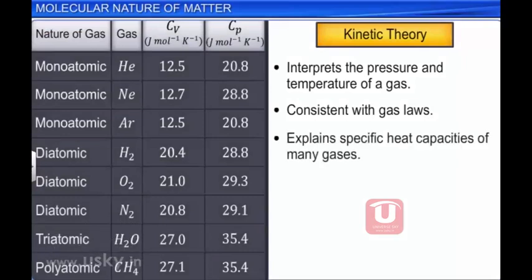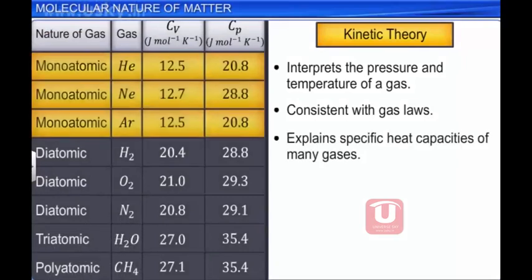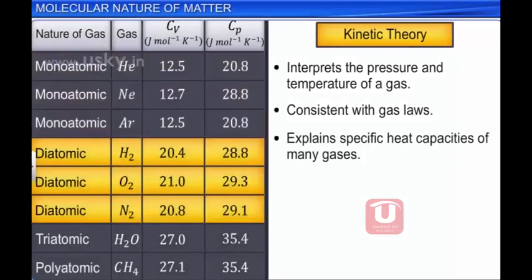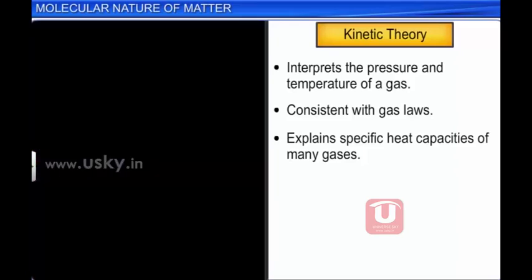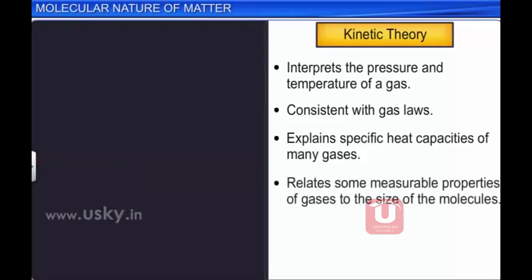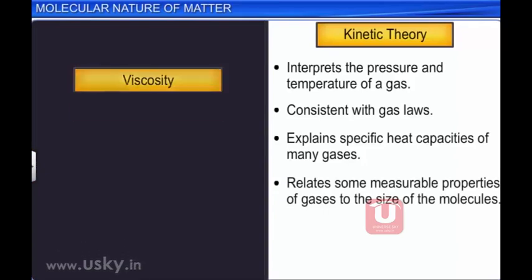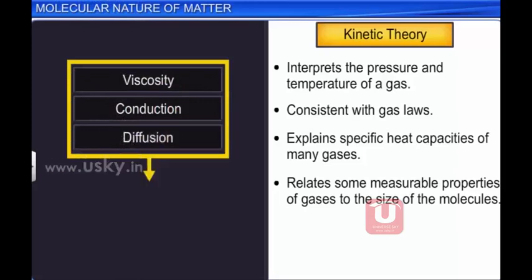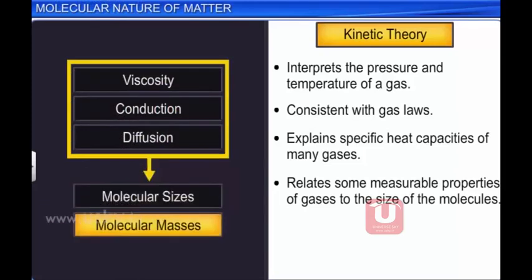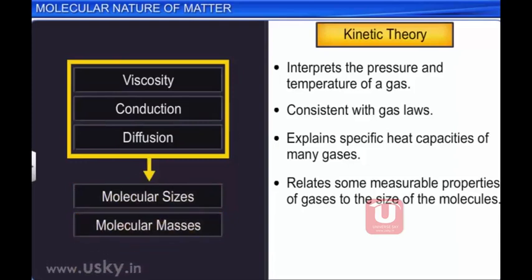Kinetic theory helps explain the specific heat capacities of many monoatomic, diatomic, and polyatomic gases. It relates the measurable properties of gases like viscosity, conduction, and diffusion to the size of molecules. In fact, these relationships help in the estimation of molecular sizes and masses. The atomic hypothesis is one of the most important theories ever proposed.